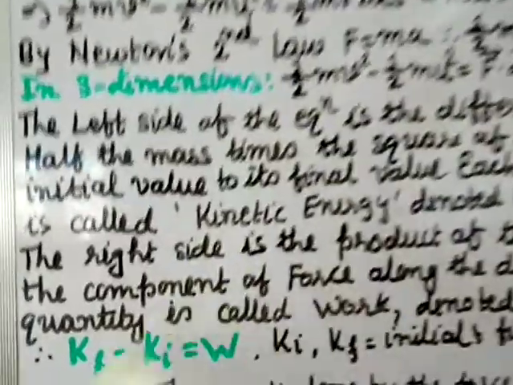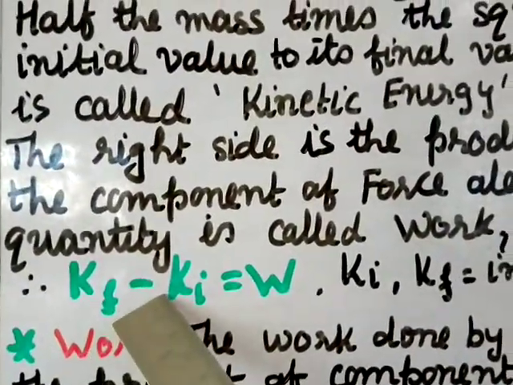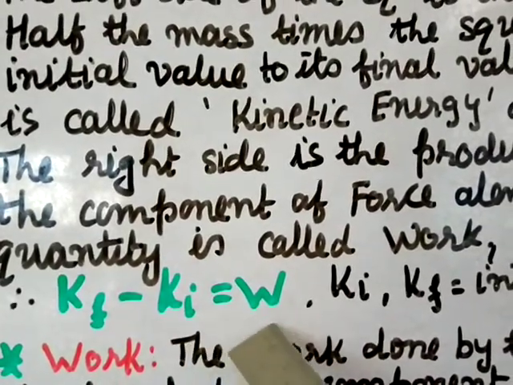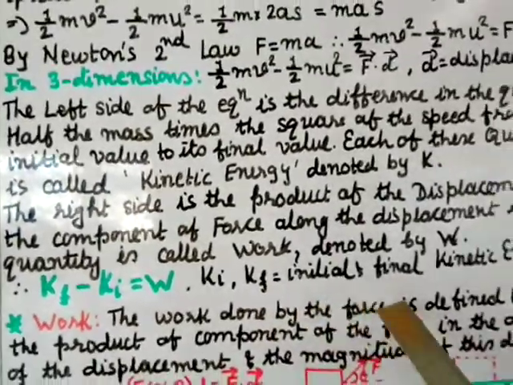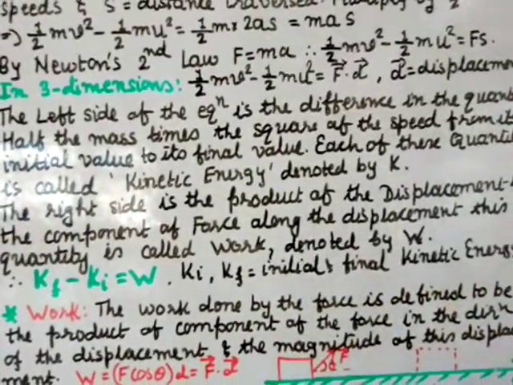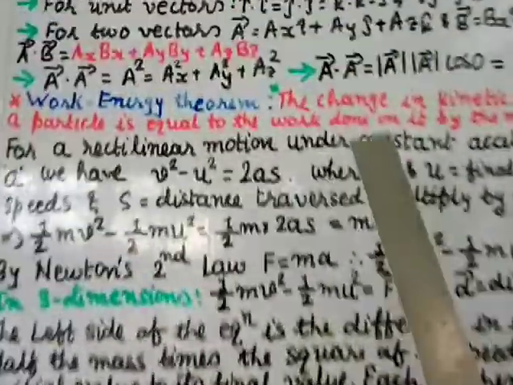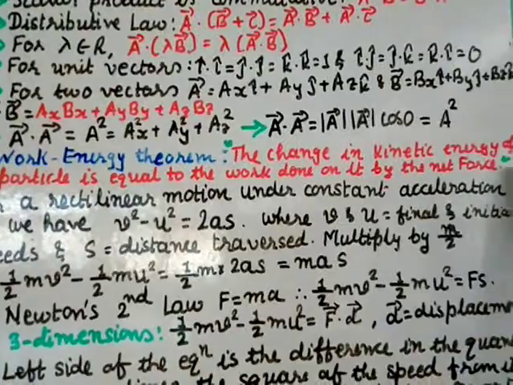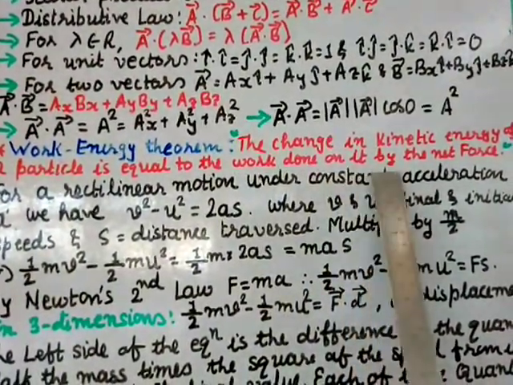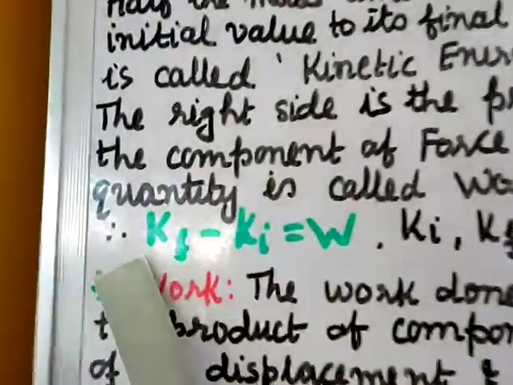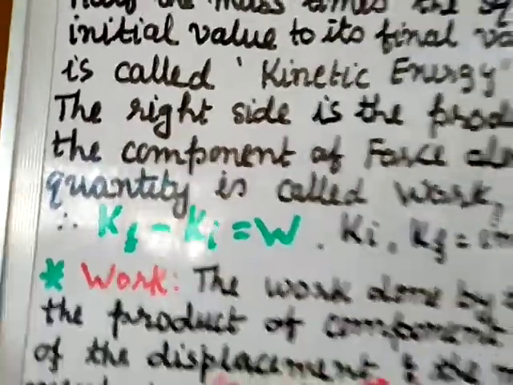So we can write this as Kf, that is kinetic energy final, minus kinetic energy initial, equal to work done, where Ki and Kf are initial and final kinetic energy. So this is the work energy theorem. The statement was: the change in kinetic energy of a particle is equal to the work done on it by the net force. So the change in the kinetic energy equals the work done. This is the statement which we have proved.